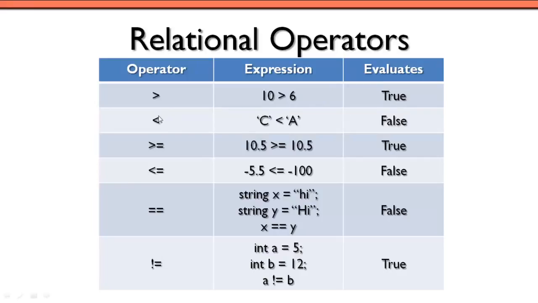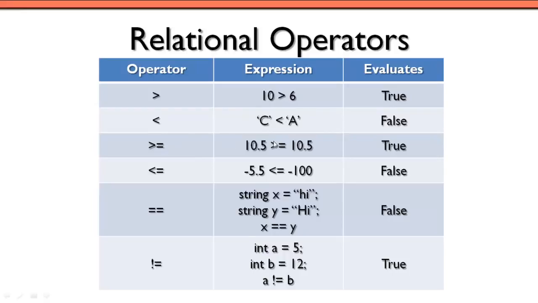Okay, so less than. We could compare character values, so we're comparing capital C to capital A, and since capital C comes later in the alphabet than capital A, this would result in a false value. C is not less than A, since C is coming after A in the alphabet. So that's pretty cool that you can actually compare character values using these relational operators.